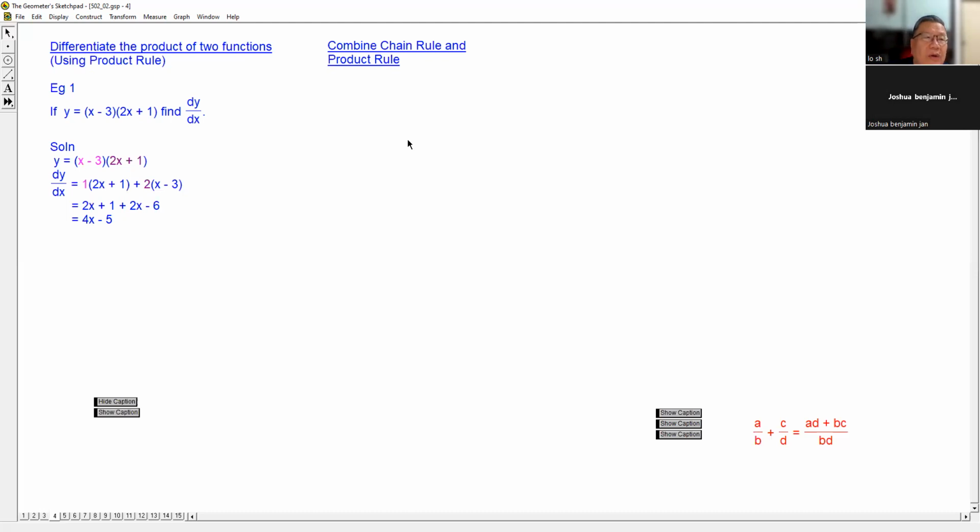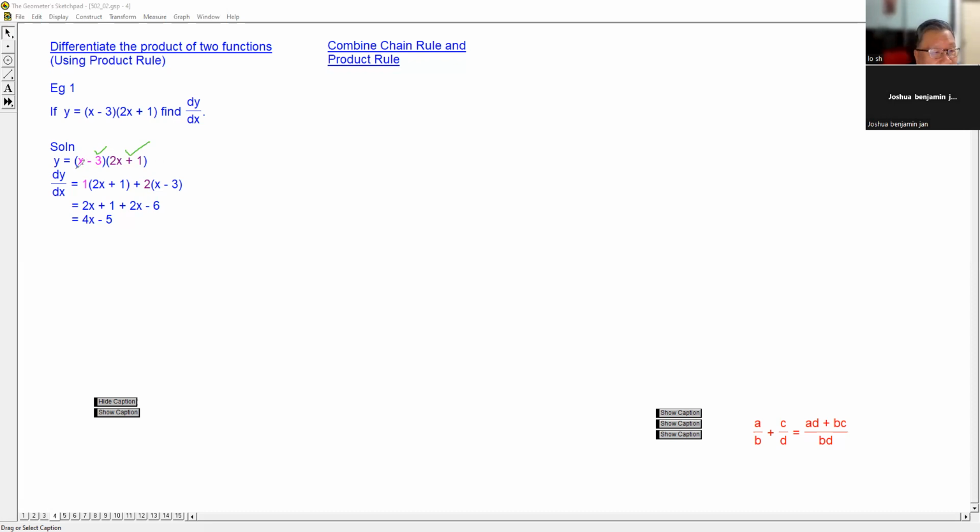So how are you going to differentiate the product of two factors like this? Let's say you have two brackets like this. This is the first bracket, and this is the second bracket. Or maybe this is the first factor, this is the second factor. Now, this is how you differentiate it.